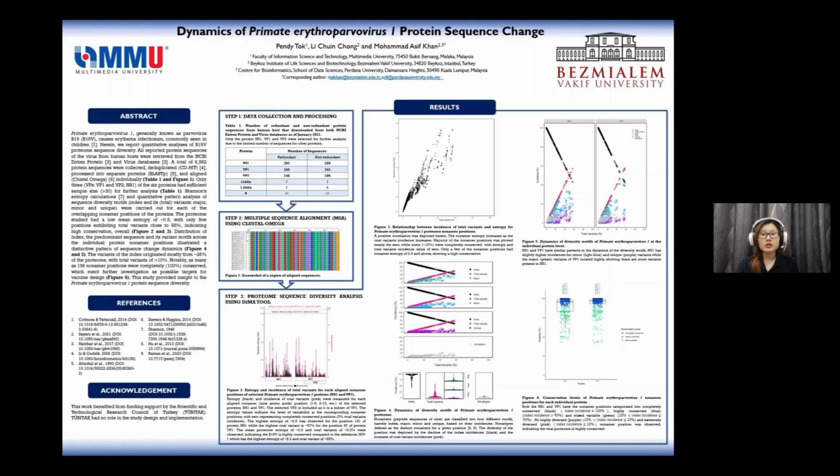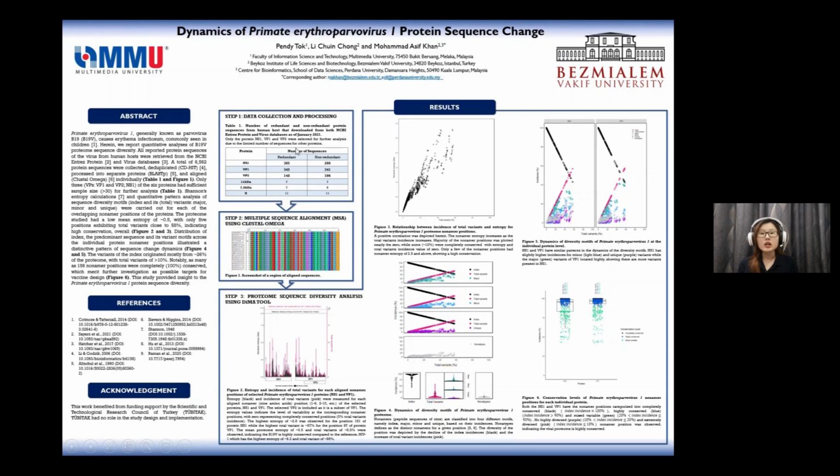All reported protein sequences of the virus from human hosts were retrieved from the NCBI Entrez protein and virus databases. A total of 6,562 protein sequences were collected, deduplicated by use of CD-HIT, processed into separate proteins by use of BLAST-P, and aligned individually by use of Clustal Omega.